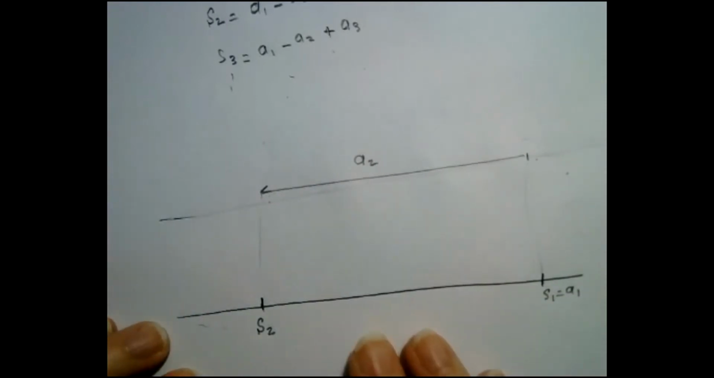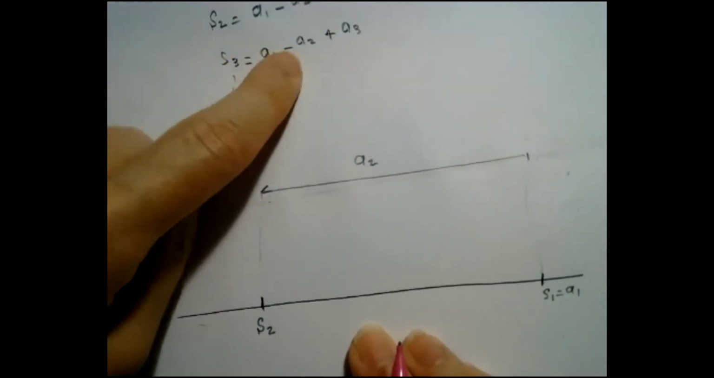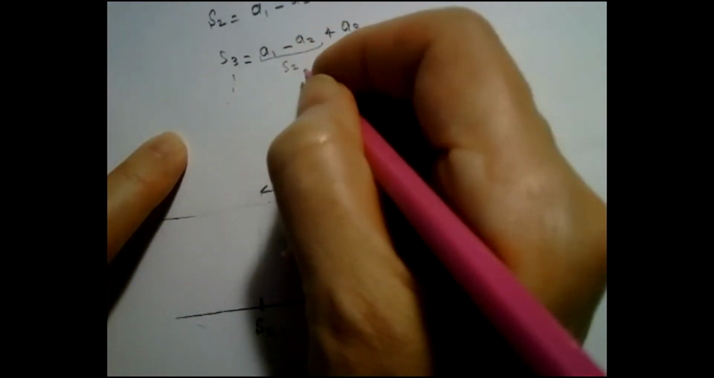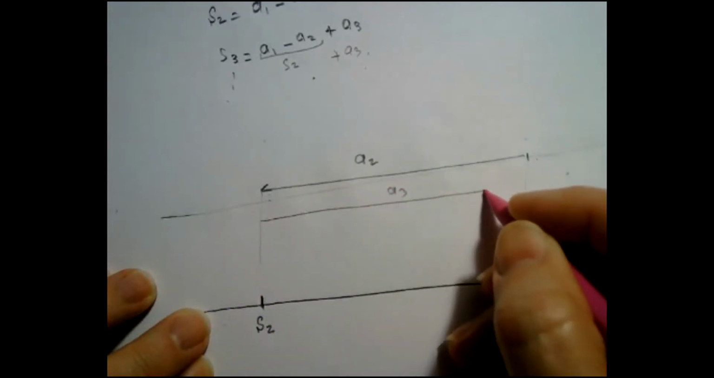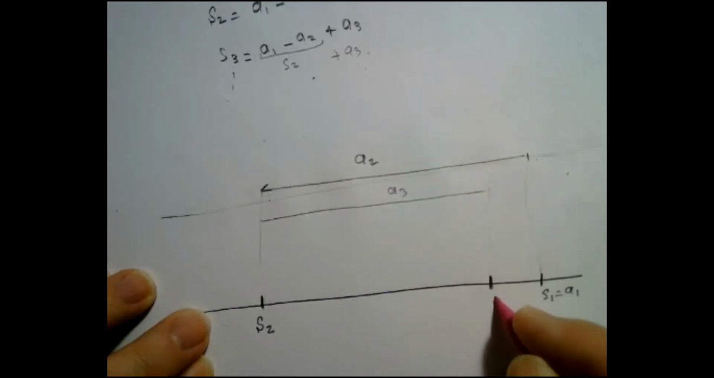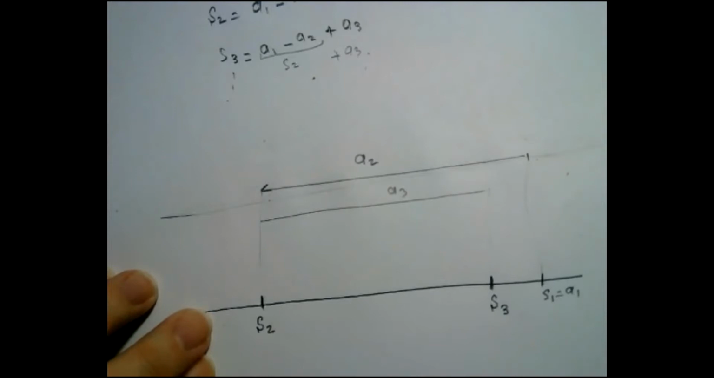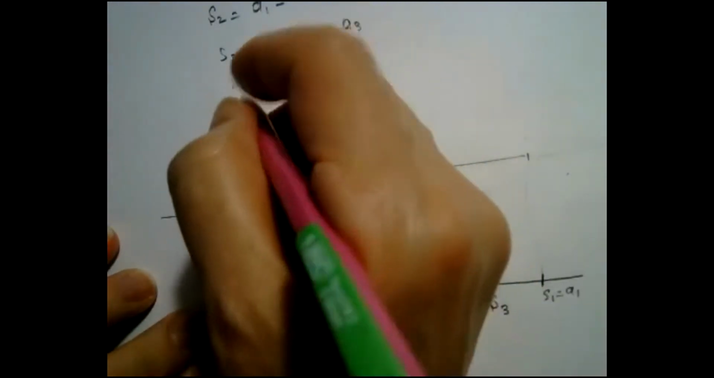Now what is S3? S3 is a1 minus a2, which means this is S2, and I will add a3 to it. So this is a3, and I'm going to add it. So my S3 is right there. What is S4? S4 is what?